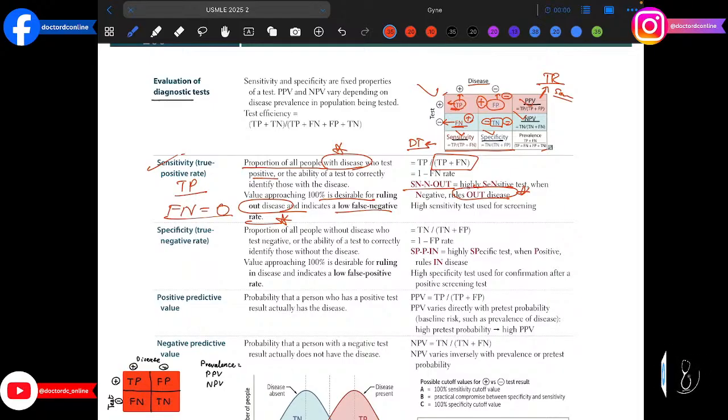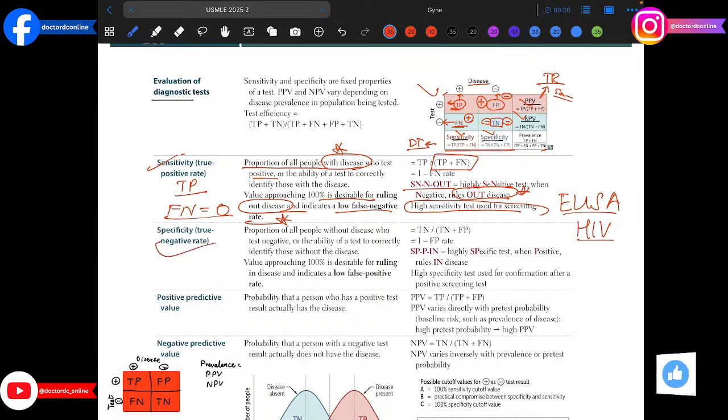In this scenario, all negatives would be true negatives. Now, diagnostic tests with high sensitivity are often used to screen for disease. An example of a test with high sensitivity is an ELISA, which is good for ruling out diseases like HIV.